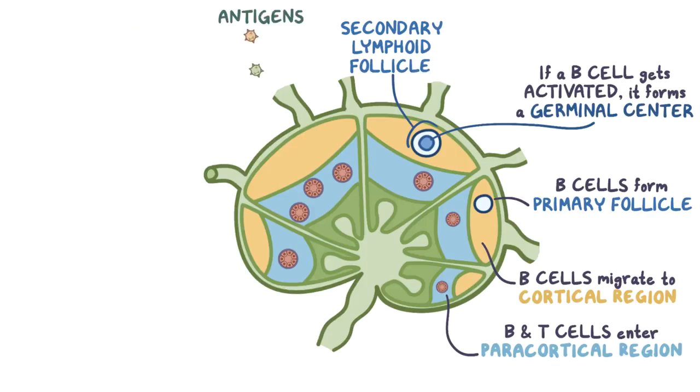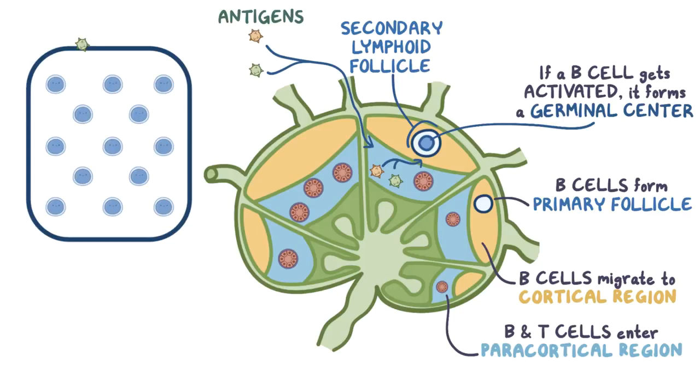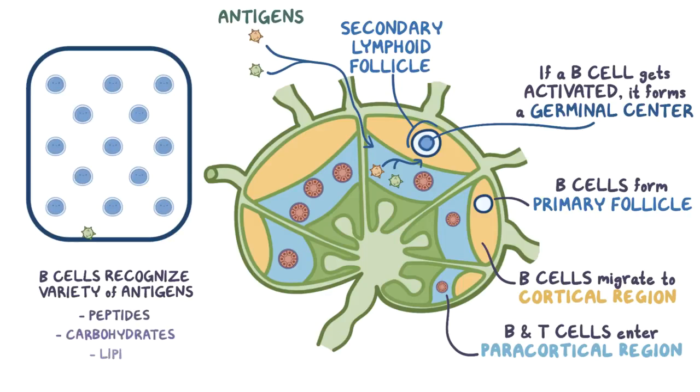Various antigens enter the lymph node through the afferent lymphatic vessel, and they percolate through the paracortex and through to the follicle. It looks kind of like a game of Plinko, where the antigens get to interact with a lot of B cells in the follicle. B cells, unlike T cells, can recognize a wide variety of antigens, including peptides, carbohydrates, and lipids in their native form, meaning that they don't require antigen presenting cells to process or present the antigen.